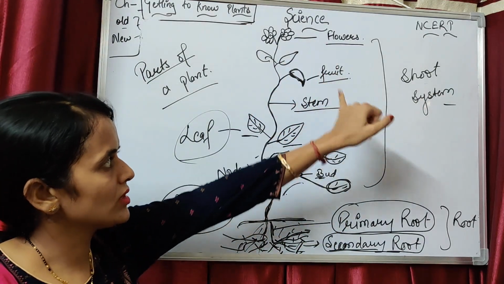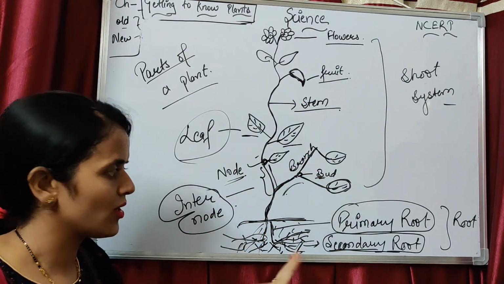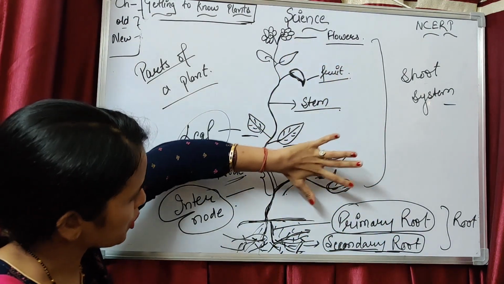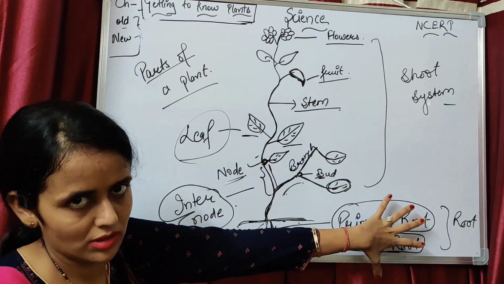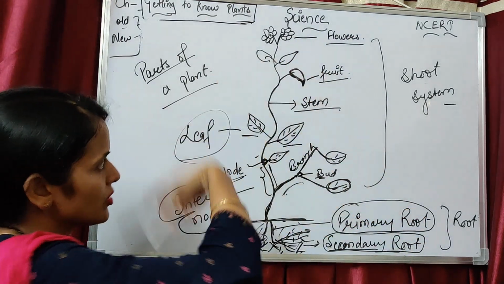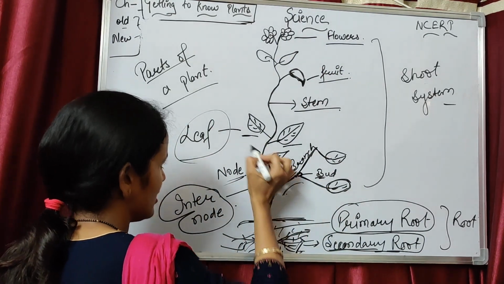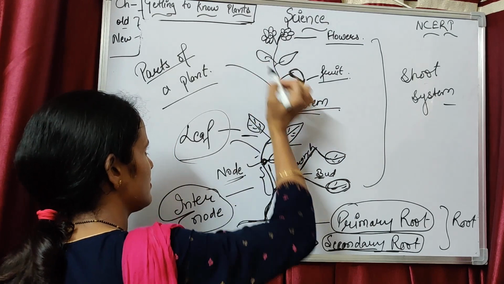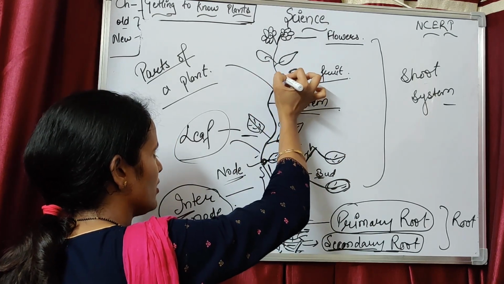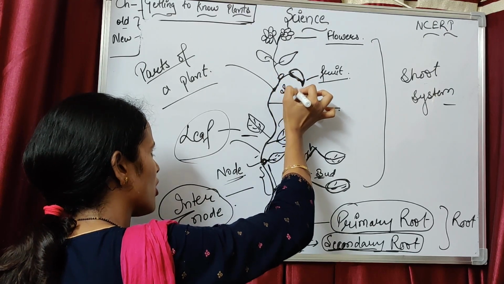Flower, fruit, stem, leaves, node, bud, branch, internode, roots. This is known as shoot system and this is known as root system. All of you aware about this root system? This is shoot system. Firstly, there are different branches in the tree. So if there is a node and this is a branch, so this part is known as internode.